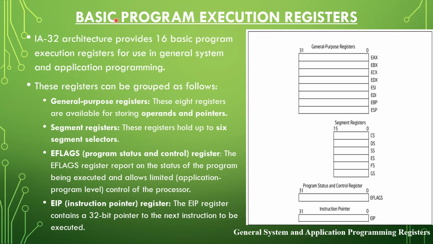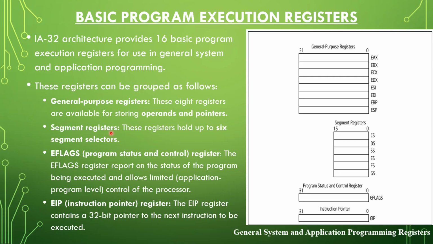The next topic is basic program execution registers. Intel architecture 32 provides 16 basic program execution registers for use in general system and application programming. And what are these registers? Let us see in detail. There are general purpose registers: 8 general purpose registers available for storing operands and pointers.